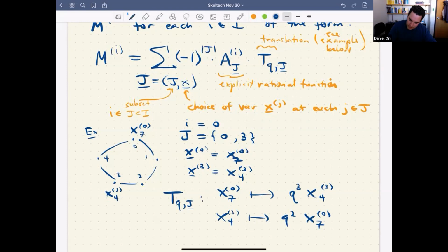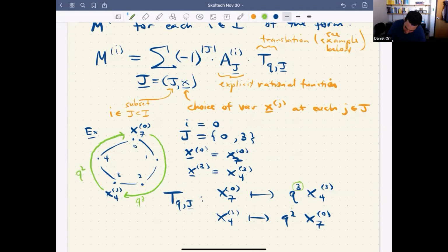So where does this come from? I want to know what to replace this with. I go this way, and the power of Q that I take here is the distance, right? So I went over three edges to get there, one, two, three. So that's why I have a Q cubed there. And then for this one, I just have a Q squared.